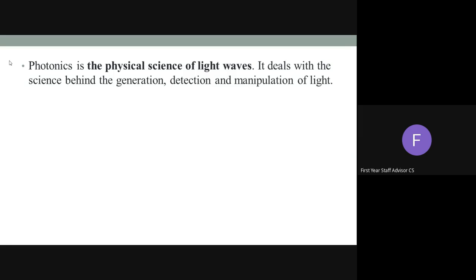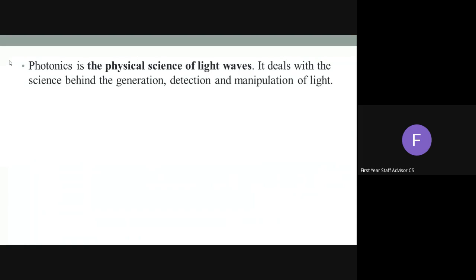Photonics is the physical science of light waves, or it deals with the science behind the generation, detection, and manipulation of light. It means in devices such as LED or laser, the light is generated there, or detection. What do you mean by detection? The light or light waves is detected using these solid state devices such as photodetectors or photodiodes.